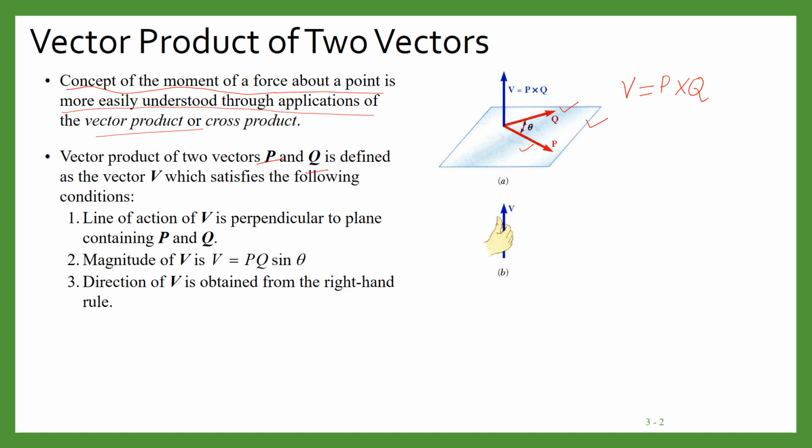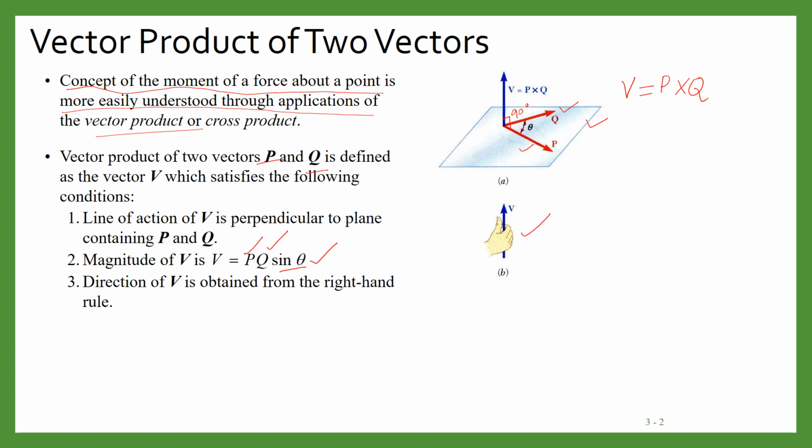So the vector product will be outside this plane. Normal to this plane means this angle should be 90 degrees. So this product will be perpendicular and pointing outward. While the magnitude of this you can calculate by this formula: magnitude of p into magnitude of q, multiplied by sine theta. While the direction you can calculate by the right hand rule.